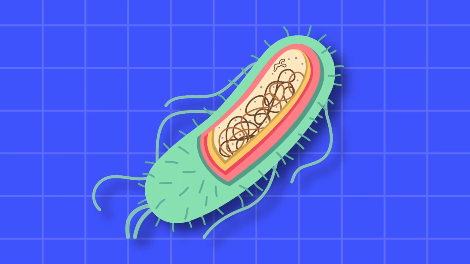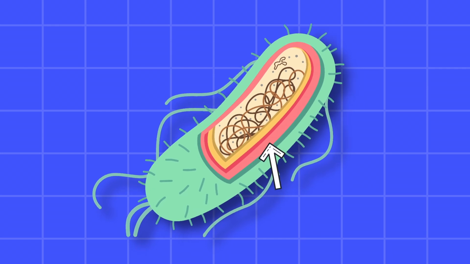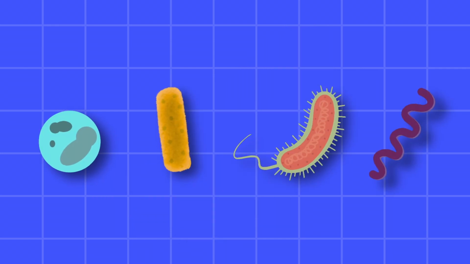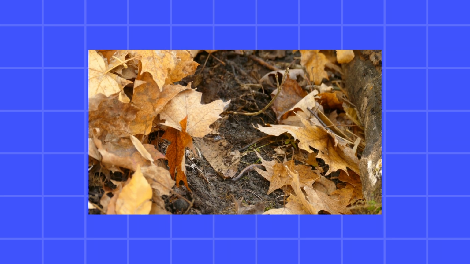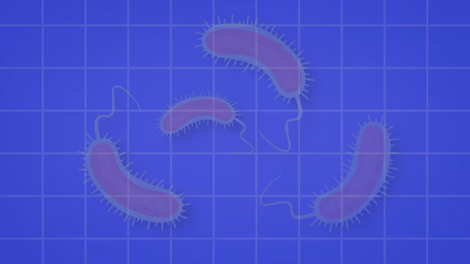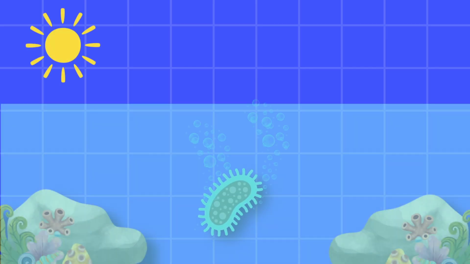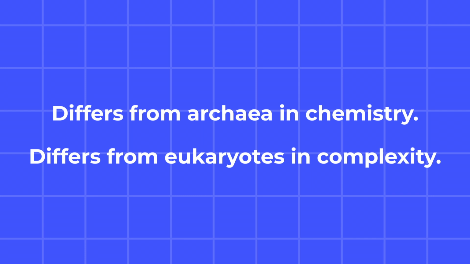To wrap up, bacteria are single-celled prokaryotes with peptidoglycan walls, varied shapes, and flexible ways to obtain energy. From decomposing organic matter to photosynthesis, they differ from Archaea in chemistry and from eukaryotes in complexity.